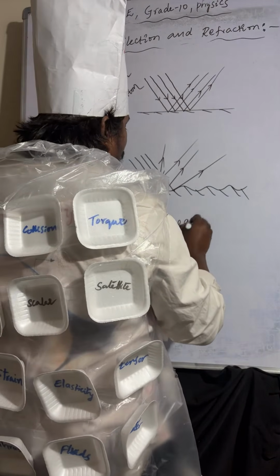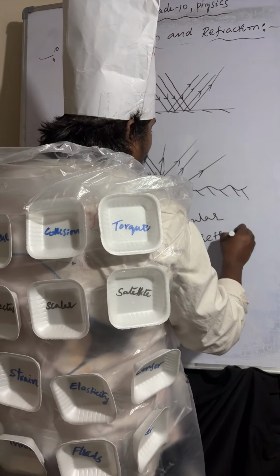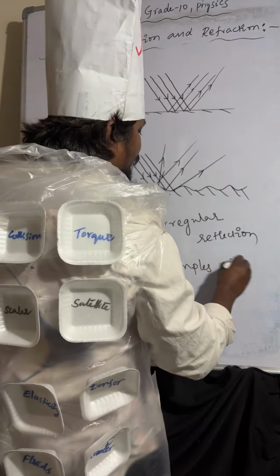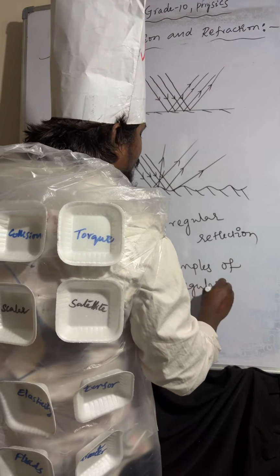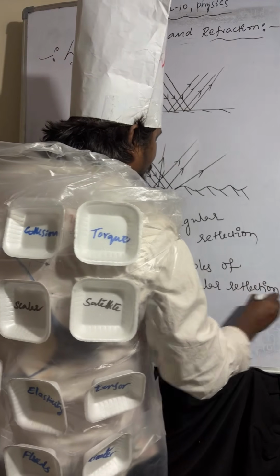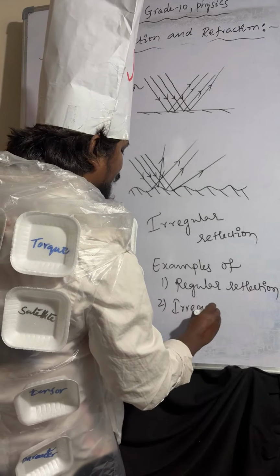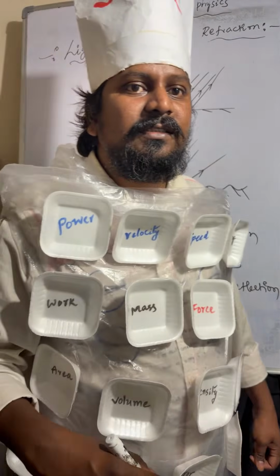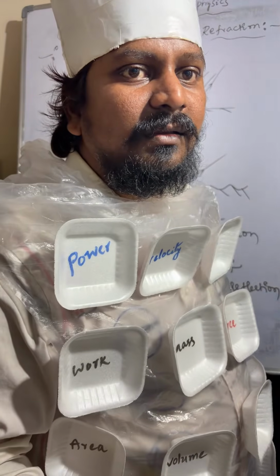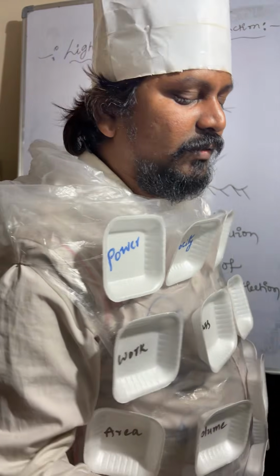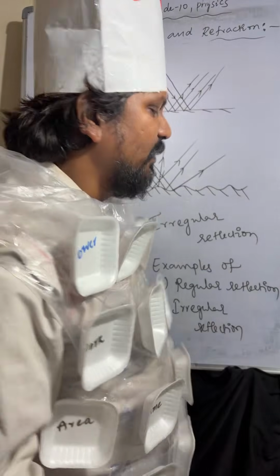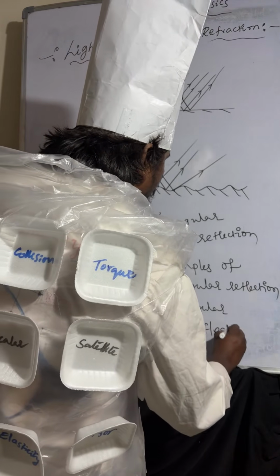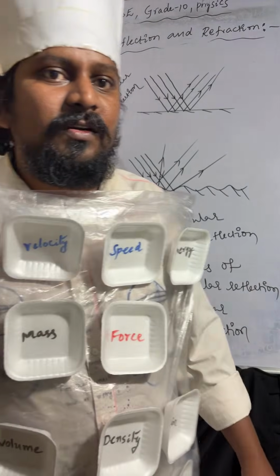Can anyone give an example of regular reflection? And the second point, an example of irregular reflection? Can anyone say the answer?